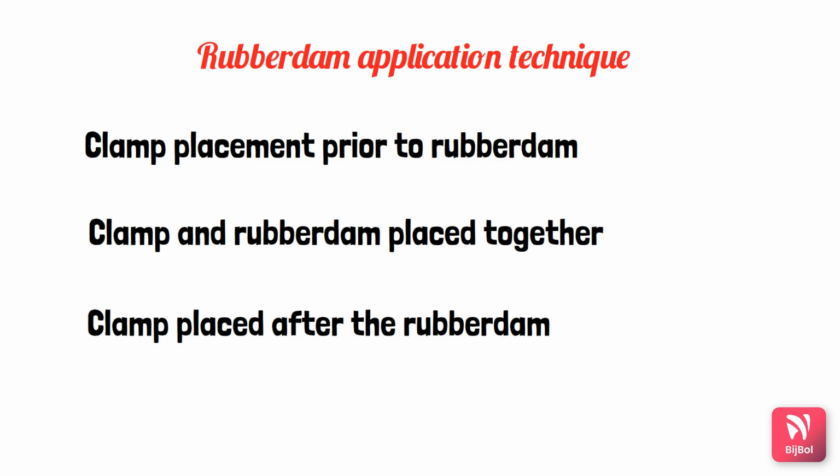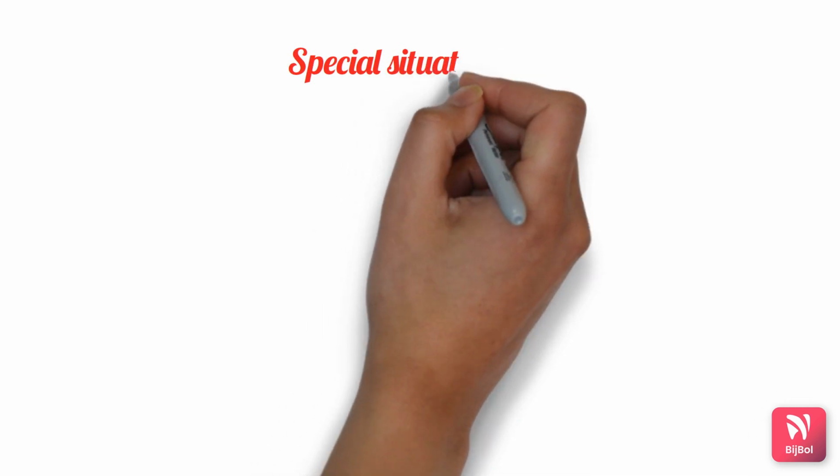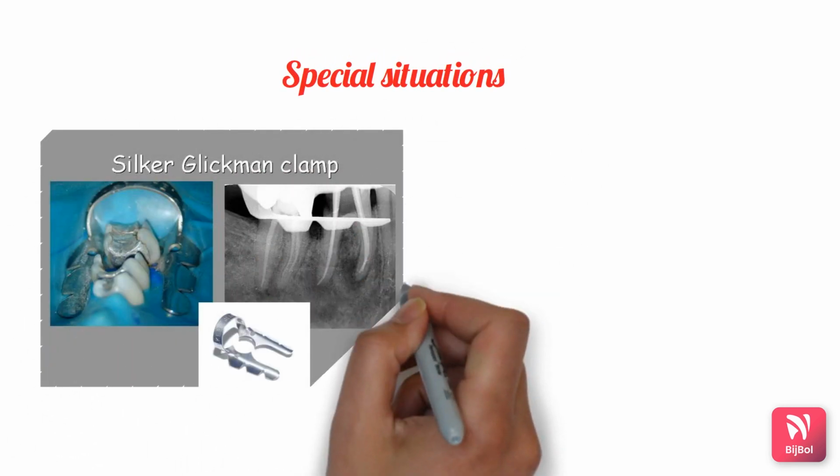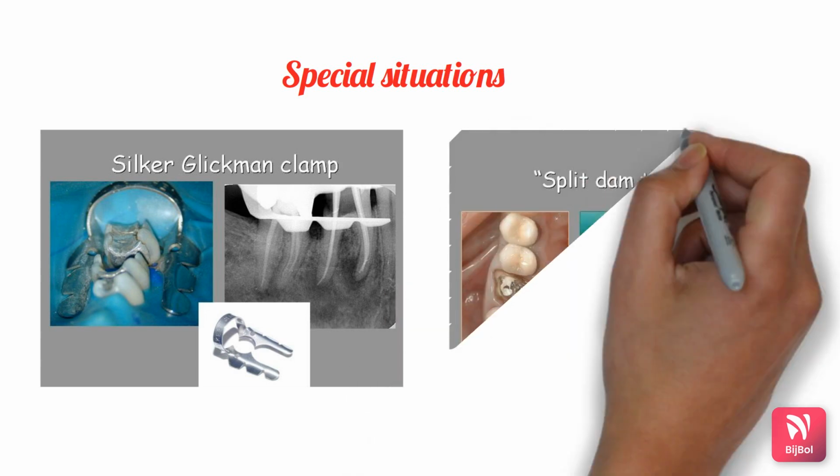Now we'll see the special situations for rubber dam placement. One is the Silker Glickman clamp. In severely broken down teeth, this can be used. These are also known as modified clamps, and the clamps with prongs inclined apically are the tiger clamps. Next is a split dam technique.